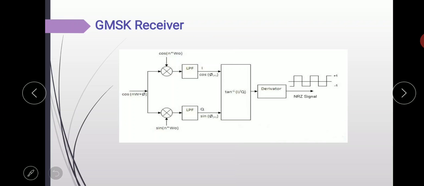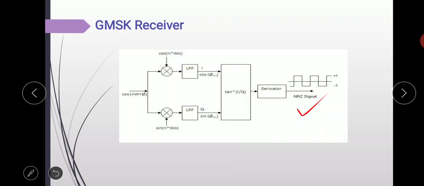Next is the GMSK receiver. So the GMSK demodulator derives back phi using the tan inverse function, which is applied to the derivator. This one is the derivator block, to obtain an NRZ signal. This one is the NRZ signal.